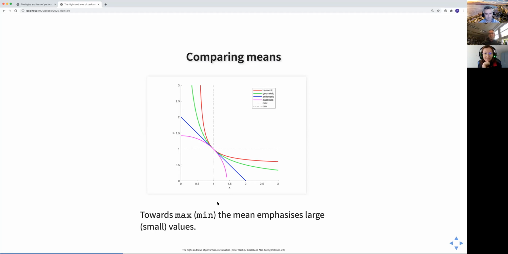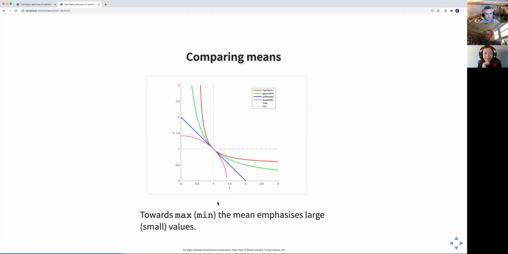Okay, so the blue line is the arithmetic mean, because if I add delta to one, then I should subtract delta from the other to get the same mean. The lowest one, the quarter circle, is the quadratic mean. The green one is the geometric mean. The red one is the harmonic mean.